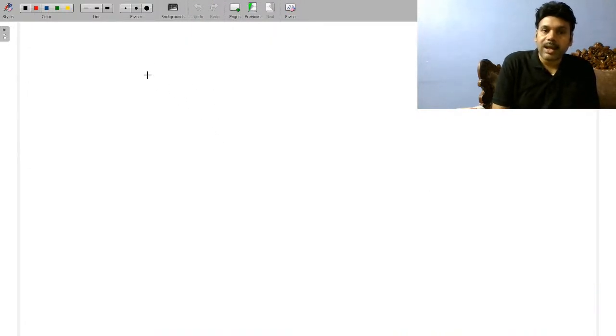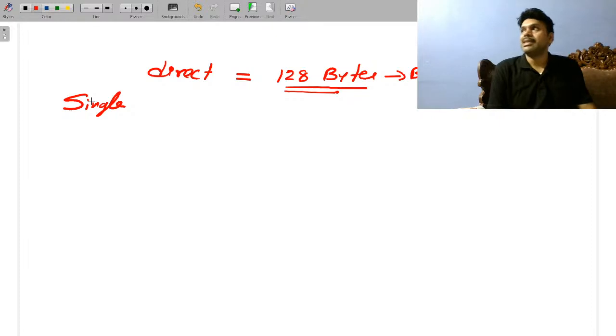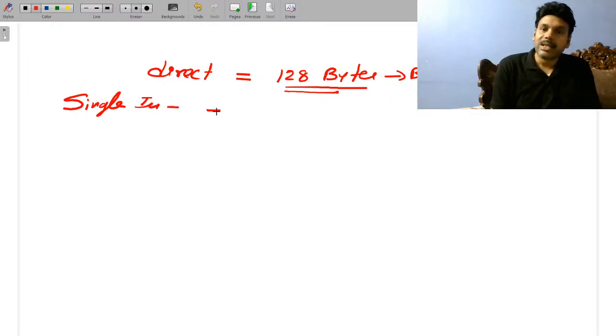First, I have direct. In direct, you can store up to 128 bytes of data. No doubt, 128 bytes of data you can store in a disk block. When I am talking about single indirect, in the sense, first we will store DBAs, disk block addresses. Otherwise, how many disk block addresses can you store?